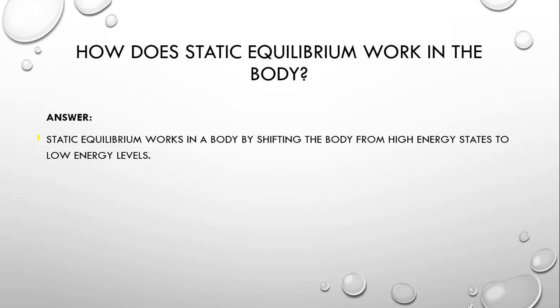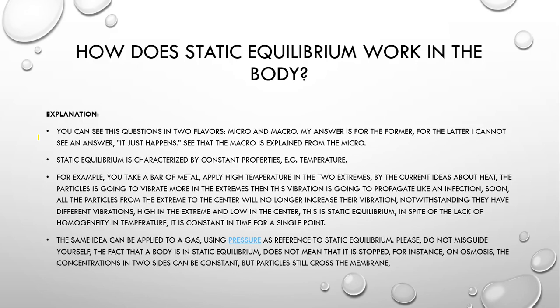Energy has to do with force. So equilibrium means that you have a state in which the summation of the force is equal to zero and the energy stops moving from one state to the other. You can see this question in two flavors, the micro and the macro. My answer is for the former, the macro, as I explained before. We are talking about the Newtonian picture of reality, not the quantum mechanical picture. For the latter, as a matter of fact, I cannot see an answer. It just happened. I believe that even quantum mechanics itself is not very sure how it happened.